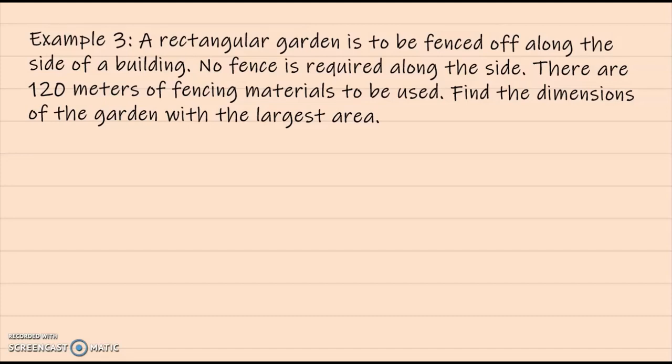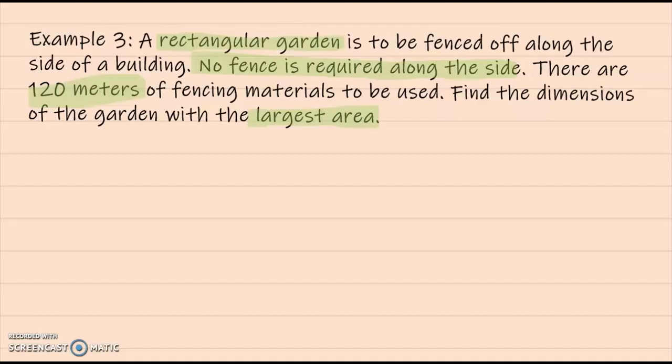So we have here a rectangular garden to be fenced off along a side of a building where no fence is required along that side of the building, and there are 120 meters of fencing materials to be used. Find the dimensions of the garden with the largest area. Similar to example number 2, we will need two formulas to solve this problem.